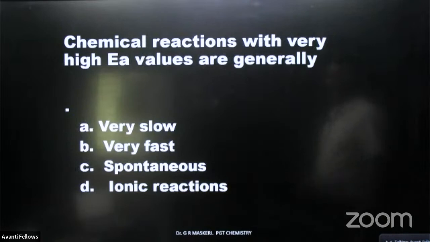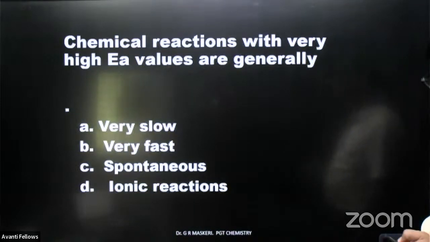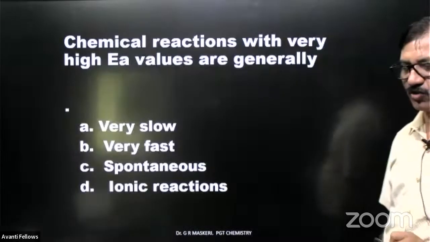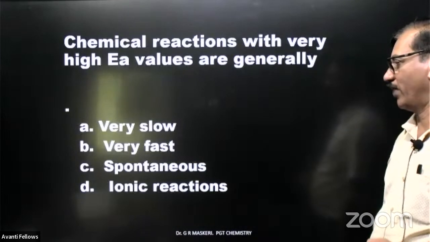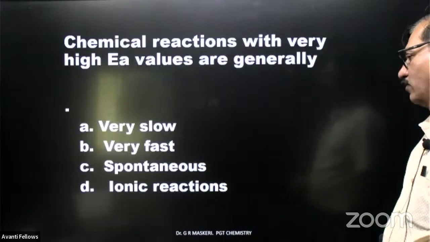Okay. Chemical reactions with very high EA values are generally very slow, sir. Option A. They are very slow. Fine. They are very slow.